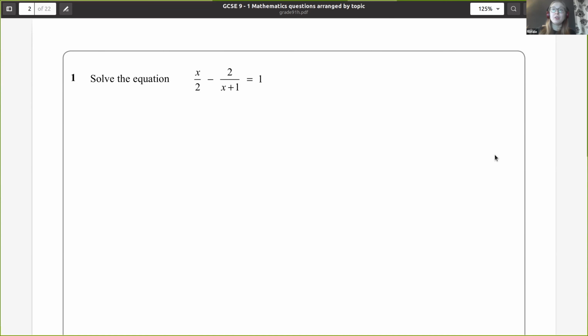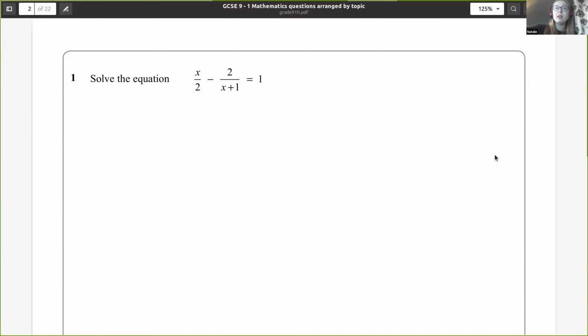Here is the solution. There's a couple of different ways we could approach this question. I think the most straightforward is to get rid of the fractions. I hate fractions. They're a nightmare. So the first thing we're going to do is get rid of the fractions. How do we do that? Well, we're going to times both sides of the equation by everything that appears on the bottom of a fraction.